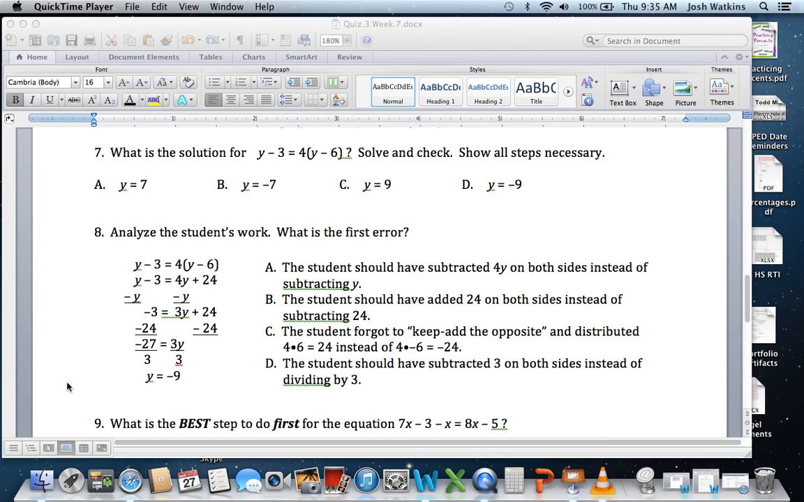Is it A, the student should have subtracted 4y on both sides instead of subtracting y? B, the student should have added 24 on both sides instead of subtracting 24. C, the student forgot to add the opposite and distributed 4 times 6 equals 24 instead of 4 times negative 6 equals negative 24. Or D, the student should have subtracted 3 on both sides instead of dividing by 3. So mark the very first error that the student makes.